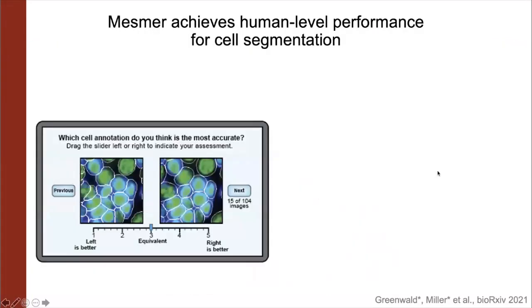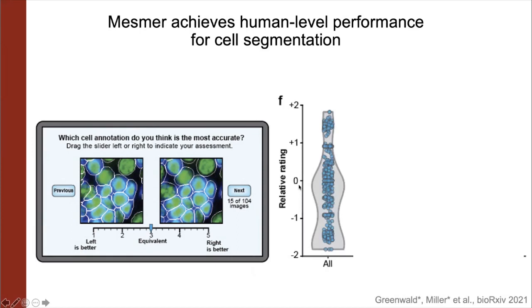We next wanted to evaluate how Mesmer compares to human annotators. We enlisted a number of pathologists to perform a blinded evaluation where we showed them 2 segmentations of the same image, one generated by the algorithm, one generated by humans, and asked them to evaluate in a blinded fashion which was more accurate. What you can see here is that these ratings, while there's some variability, are all clustered right around 0, indicating that they had no preference between the model's annotations and the human annotations.